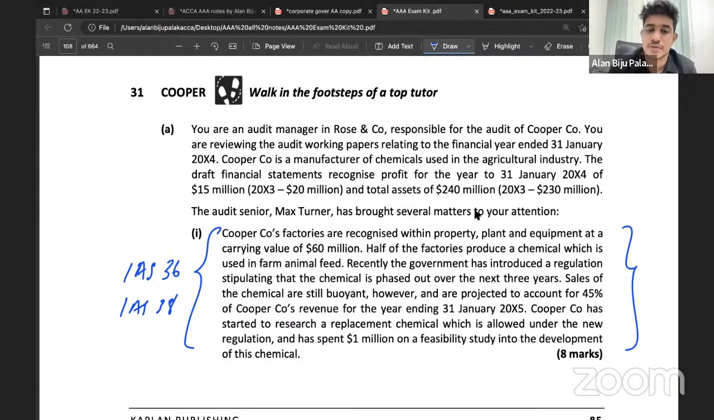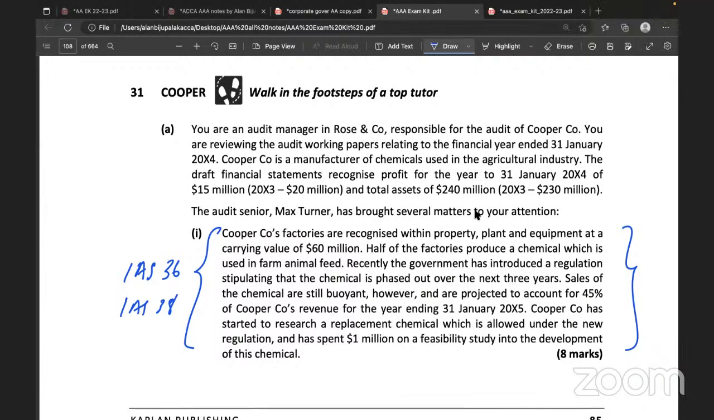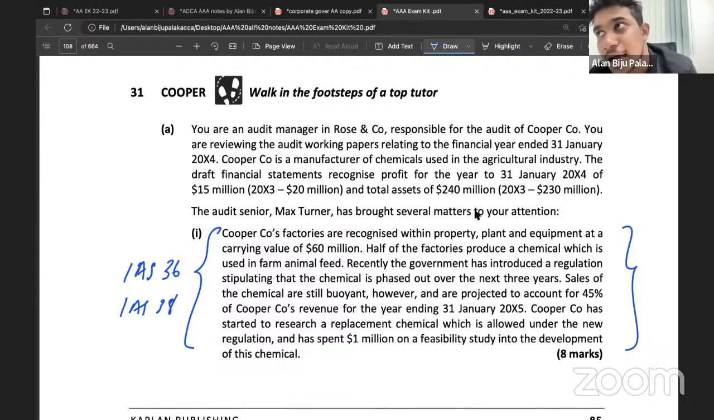In addition to which, the auditor should also request the management to include the amount of 1 million spent on the feasibility study within the company's P&L rather than including it as part of the company's development expenditures. Okay. And if it was a question on further action, then what we need to do? We need to make add-ons to that part, right?